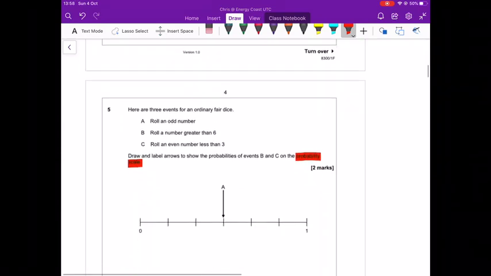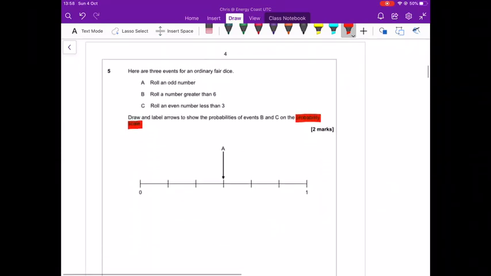Okay, let's keep going. Here are 3 events. People struggled with this question as well when I saw them. You've got this thing called a probability scale. So remember, I've got 1 here, so that's like the maximum I can get. That means it's definitely going to happen. I've got 0 here. That means it'd be impossible to happen.